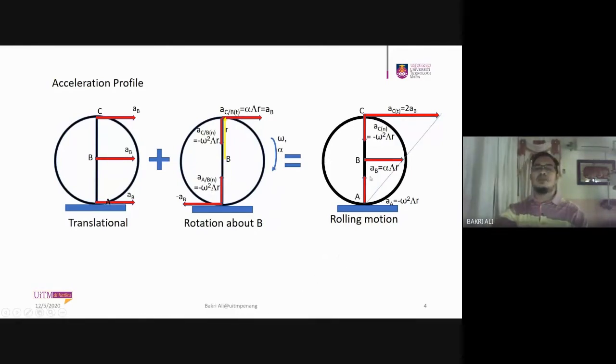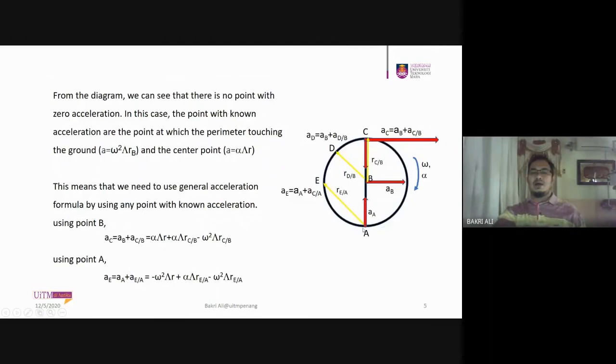But the easiest way is to use point B. Point B is the easiest because sometimes the expressions for point A and point C are quite confusing, so you need to be careful. The easiest is using point B, the center point. So how can we find the acceleration? We just need to use either point A or point B, and in this case I show both points.